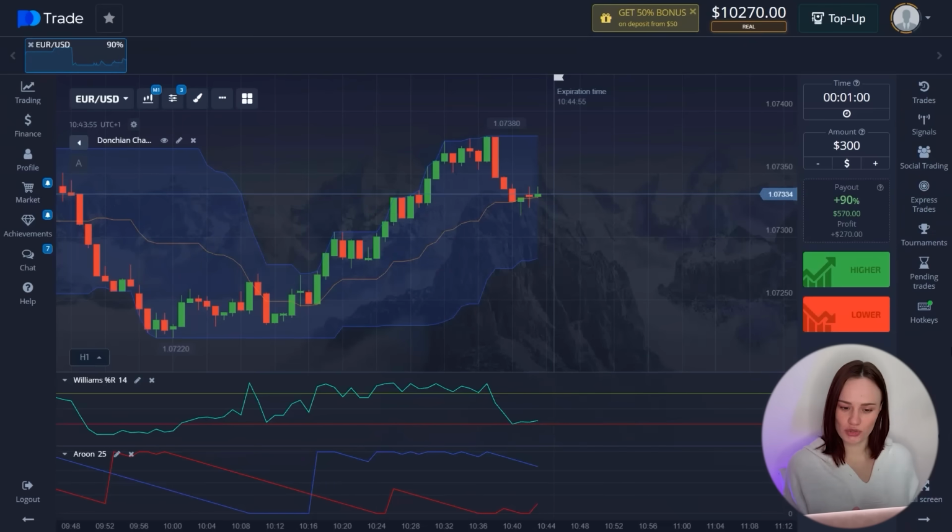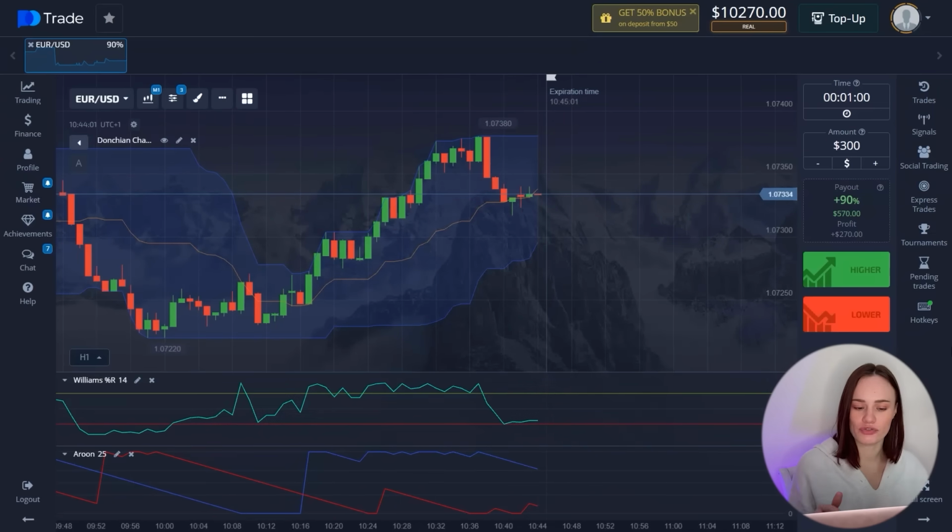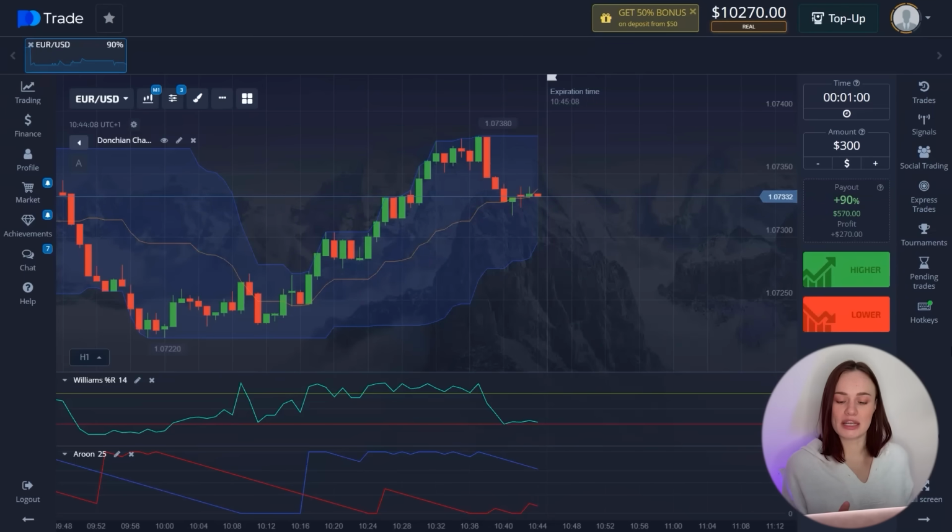Williams is advised to use on time frames not lower than 1 hour and up to 1 day. At short time intervals, 1 minute, 30 minutes, it can provide false signals. But they can be eliminated and the tool can be used for shorter time intervals if combined with other indicators.